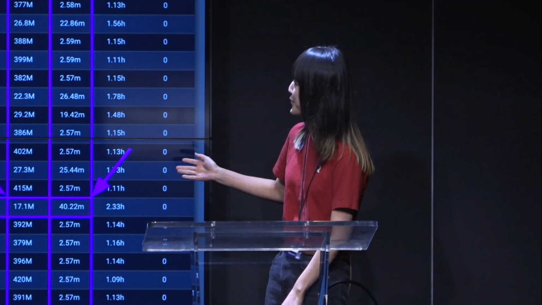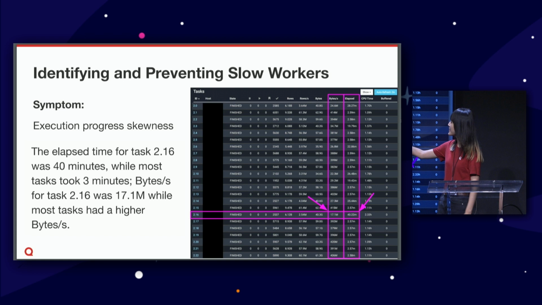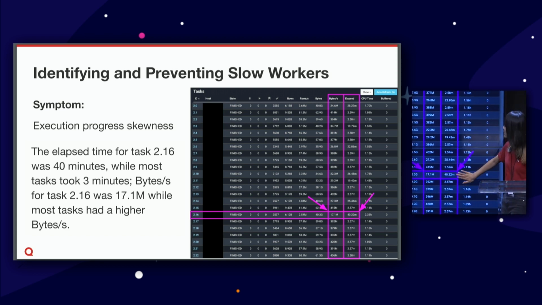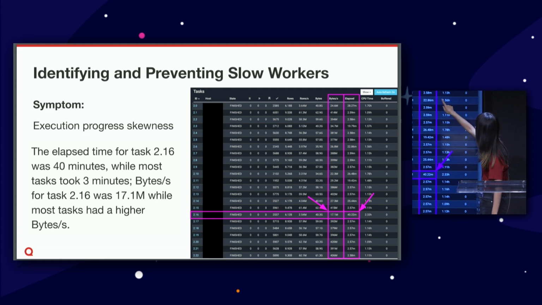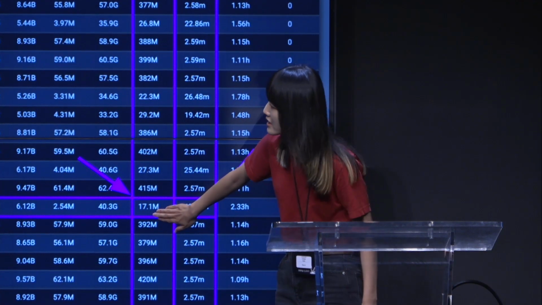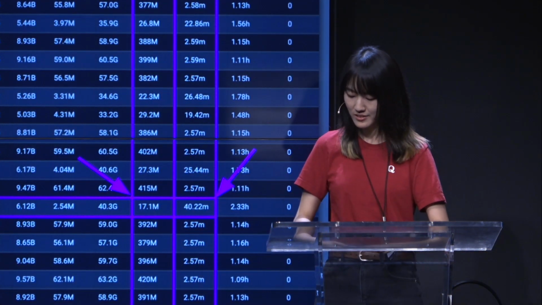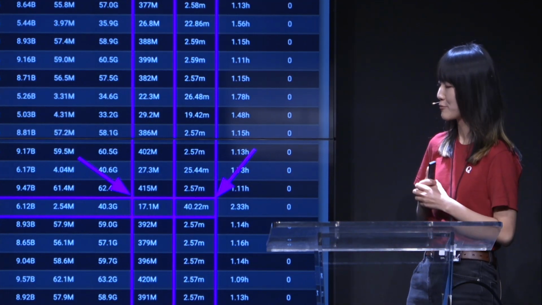So here is an example. This is a little bit small, but the idea here is the elapsed time for task 2.16 was 40 minutes, but most tasks took 3 minutes, but there was some like 20 minutes as well. Those are also slow queries, slow nodes. And the bytes per second of this task is 17 million, while other tasks have a higher number. This also happened to other queries running at the same period of time as well.